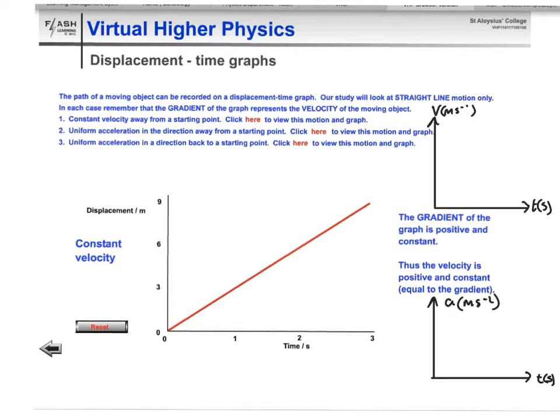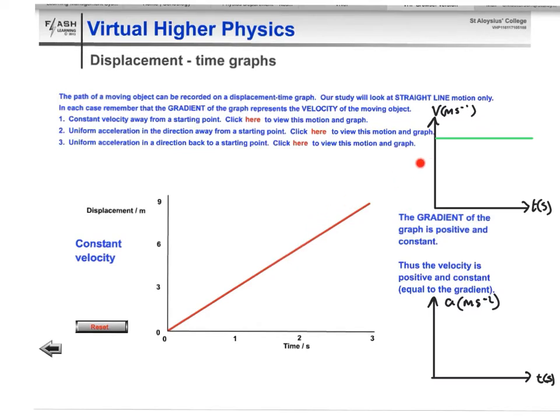So first of all, the velocity time graph. So you'll remember that the velocity time graph for a constant speed just looks like that. So that's the corresponding velocity time graph to match this displacement time graph.